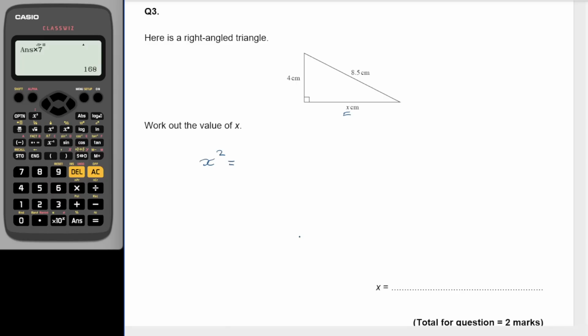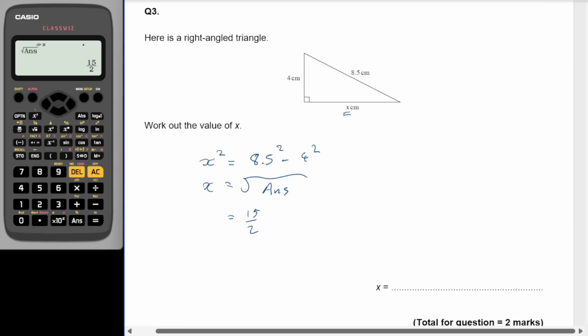X squared is equal to the hypotenuse squared minus the other side squared. So, let's be fair, we can jump straight to this. So I'll do 8.5 squared minus 4 squared, and I want to square root my answer. There we go, so 15 over 2, which is obviously 7.5. And there we go.